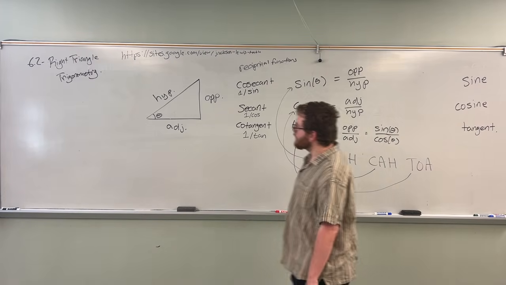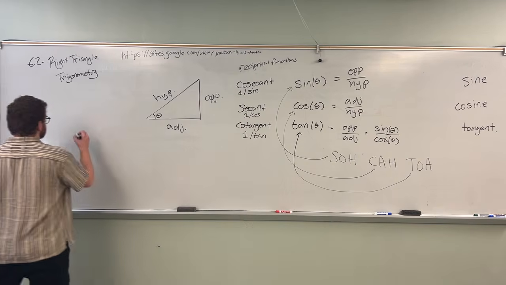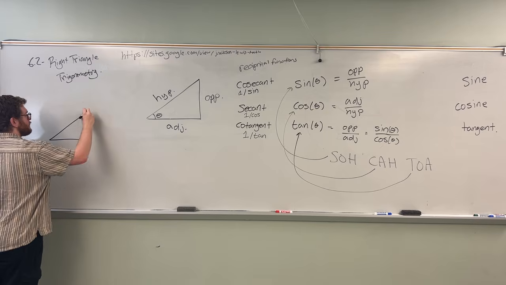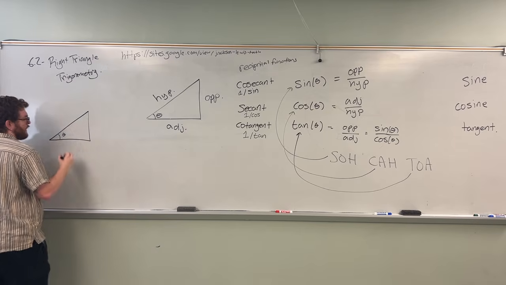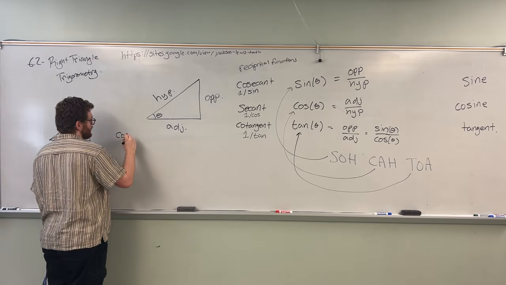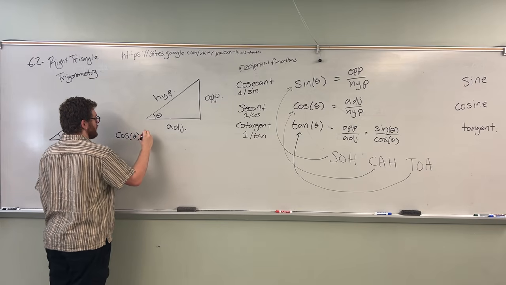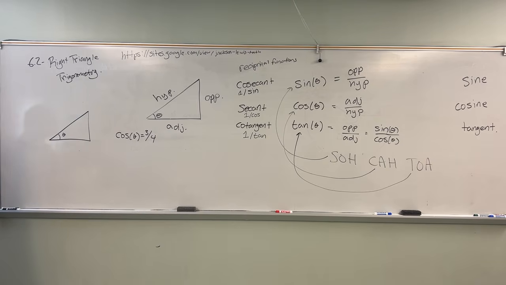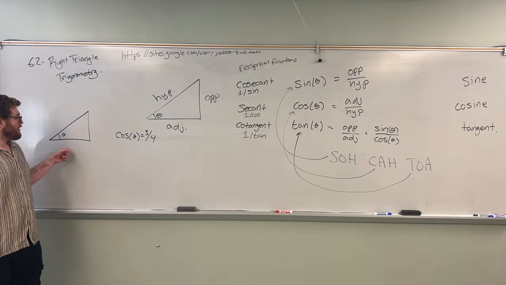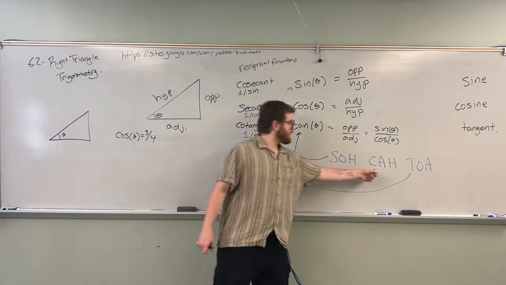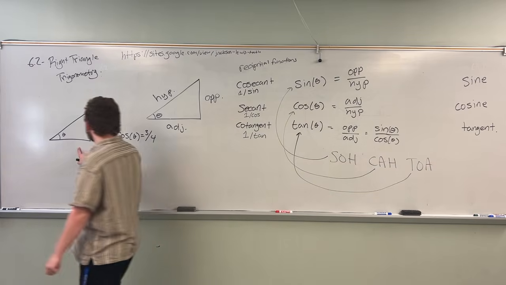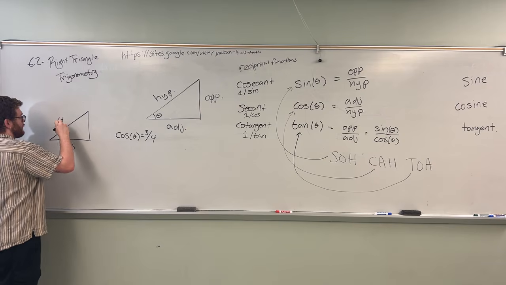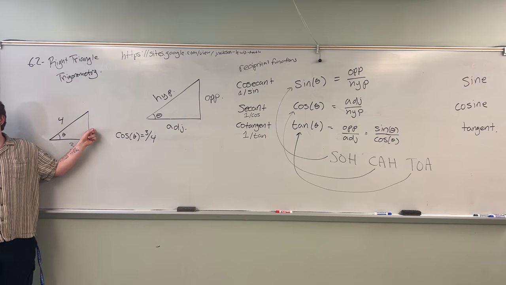Cool. So we could do a little example with this. Say we have some triangle with an angle, theta, and I know about it that the cosine of this angle is 3/4. Cool. So that means that cosine, adjacent over hypotenuse, the adjacent is 3, and the hypotenuse is 4. How could I find this missing side right here?